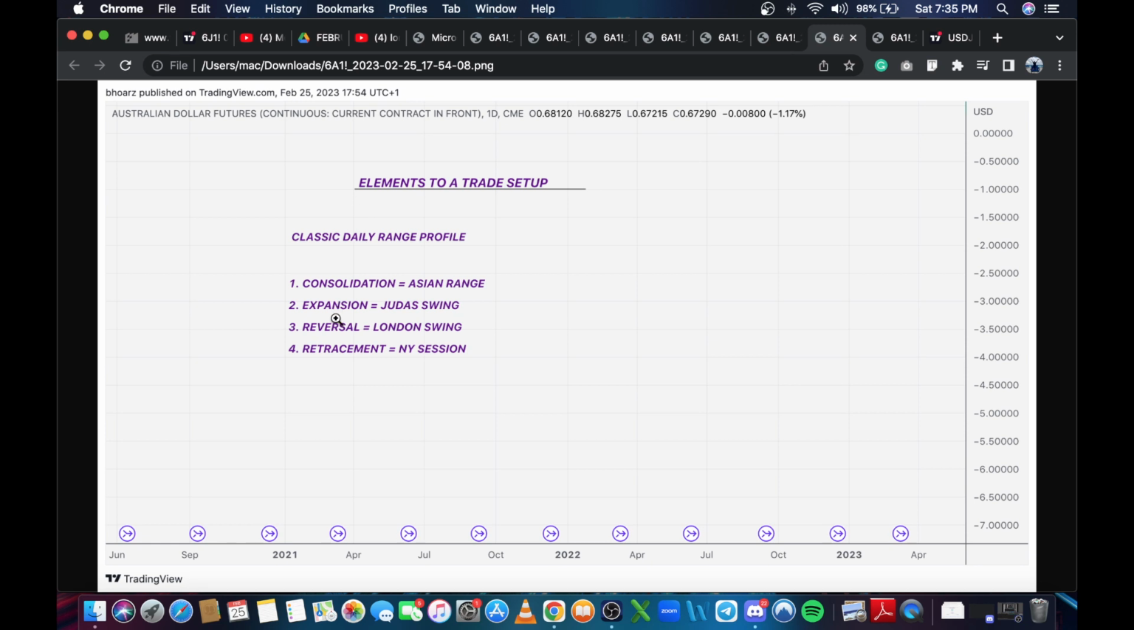Then you have expansion, which is the false breakout of the Asian range during the London session, or what we call the Judas swing. When we get into the day trading course, we're going to talk more about this classic buy template. Then number 3 is reversal, which is London swing's expansion, a reversal against that Judas swing. Number 4 is retracement during the New York session, where we retrace into the range created during the London session and then make the final expansion for premium going into London close, where we have distribution. Then the market goes into consolidation until the next day.